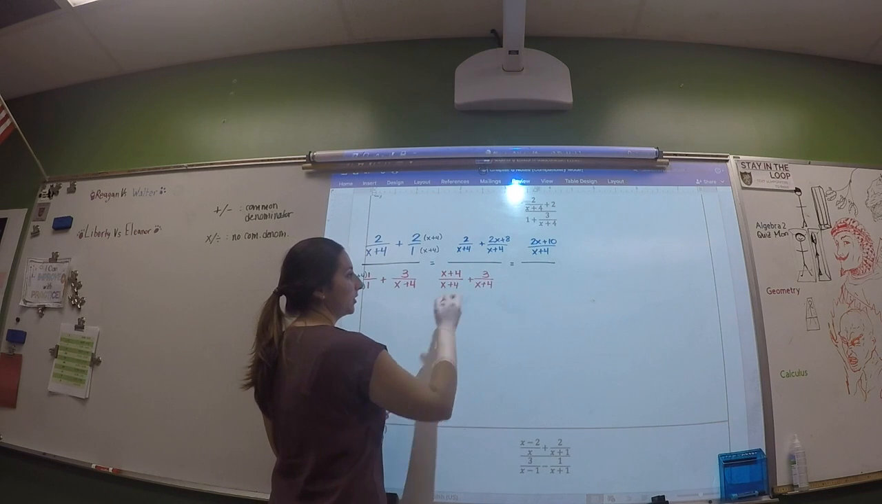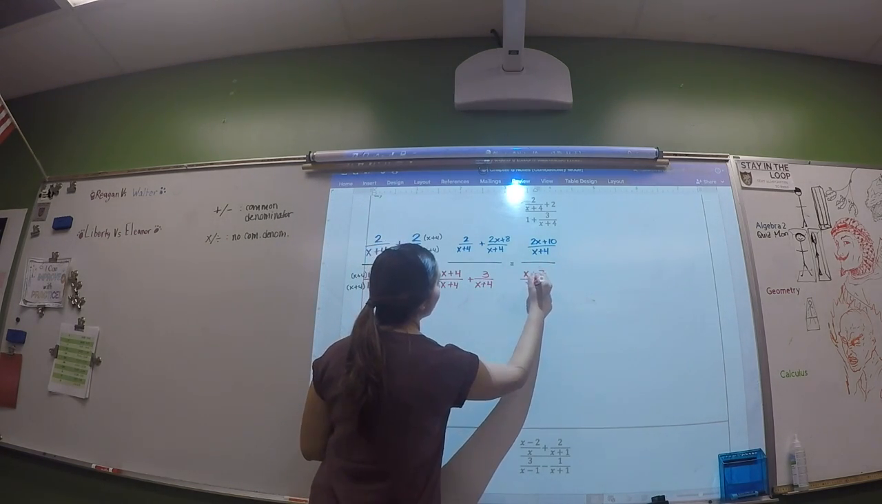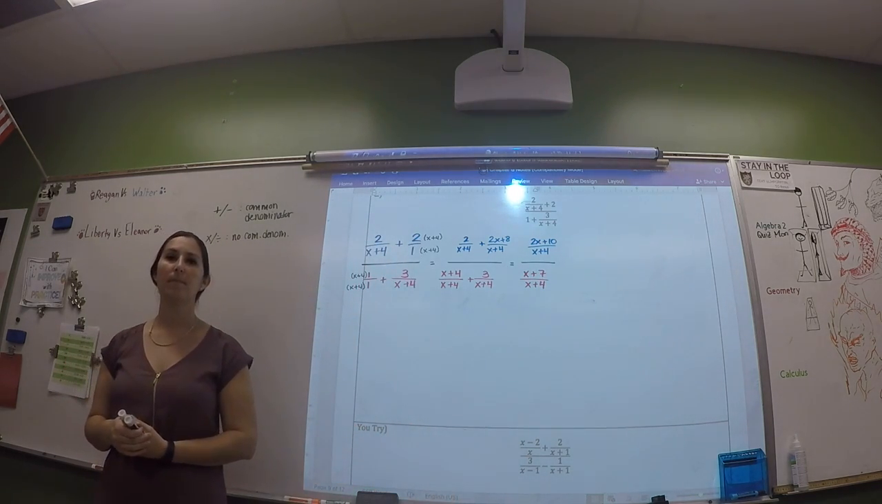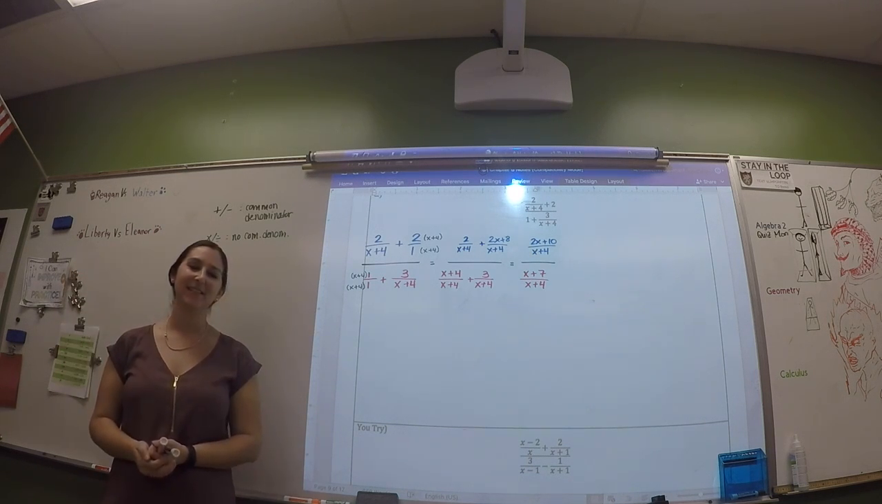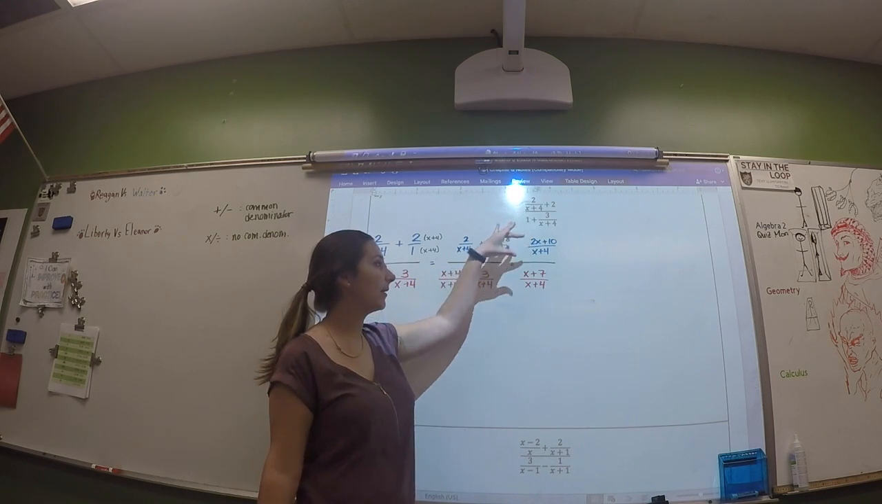So we're going to add now. So this is going to be x plus 7 over x plus 4. Let me know why I wrote 2x plus 12. Oh my god. Because you multiplied 3 and 4. So we have like one fraction divided by one fraction.